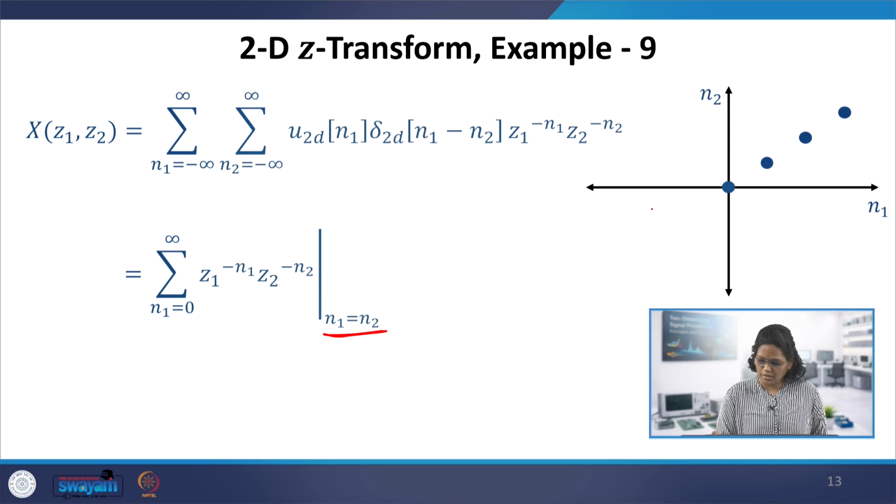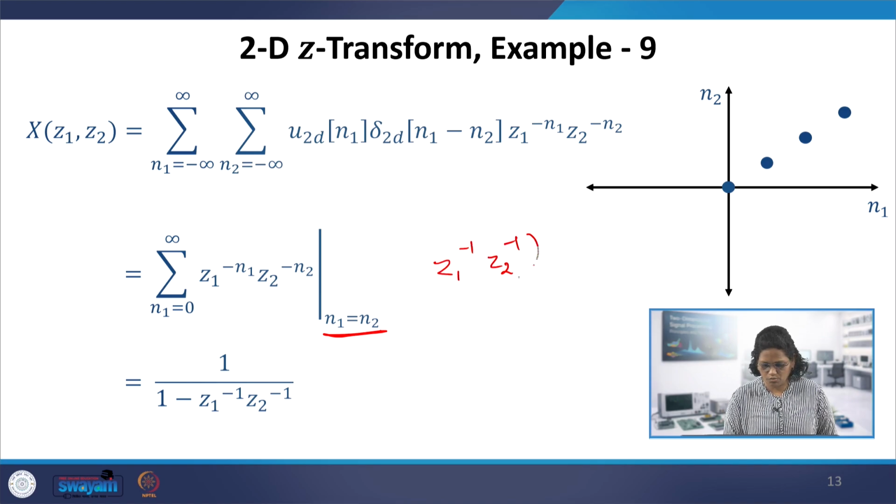So N1 is varying from 0 to infinity, and it is also depending on N2. N1 and N2 will be equal, so we can have N2 equal to 0 to infinity. That needs to be taken care of. Now we can simplify this. It is Z1 power minus 1 and Z2 power minus 1, whole power, with N1 and N2 equal. So we can put N1 equal to N2. So the summation now reduces to N1 equal to 0 to infinity of this.